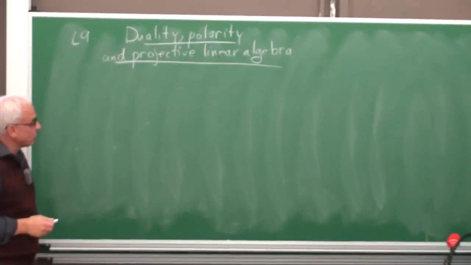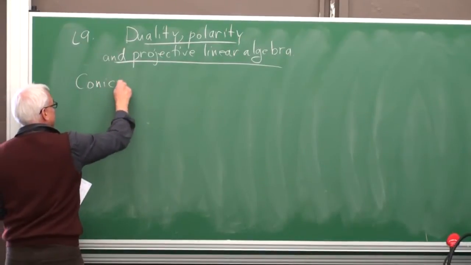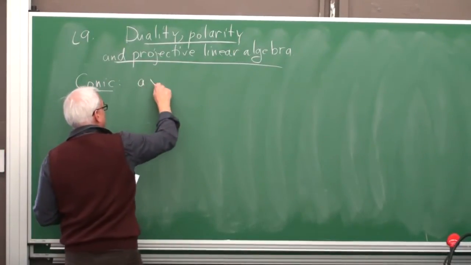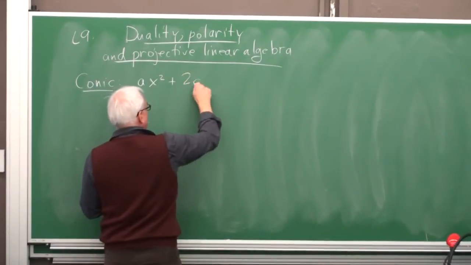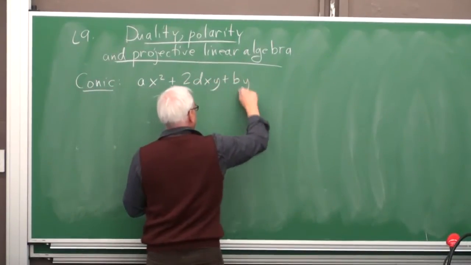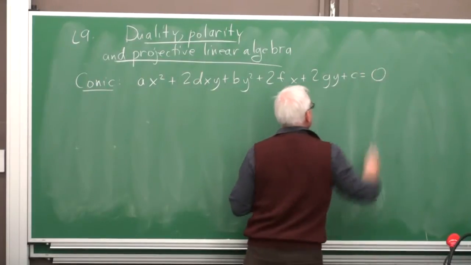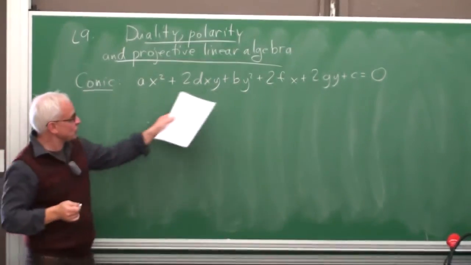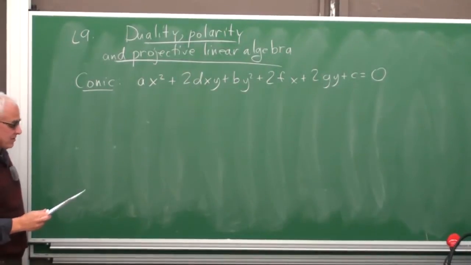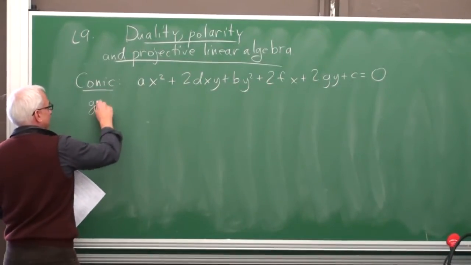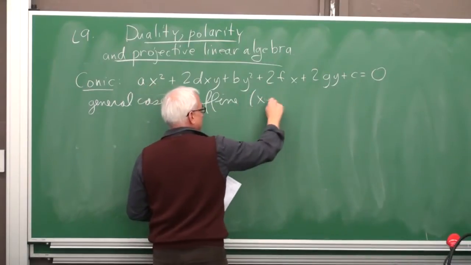So last time we were talking about homogeneous equations for various simple curves. Let's just have a look at the general case of a conic. A general conic in the usual xy plane has a form something like ax squared plus 2dxy plus by squared plus 2fx plus 2gy plus c equals 0. That might appear a strange choice of coefficients, but you'll see in a second why. That's the general case in the affine xy plane.